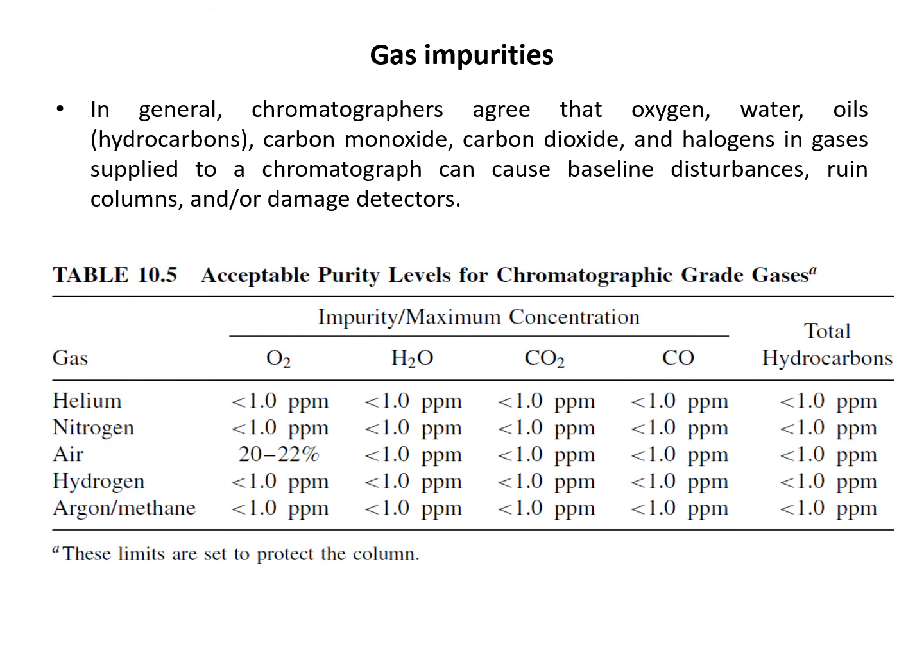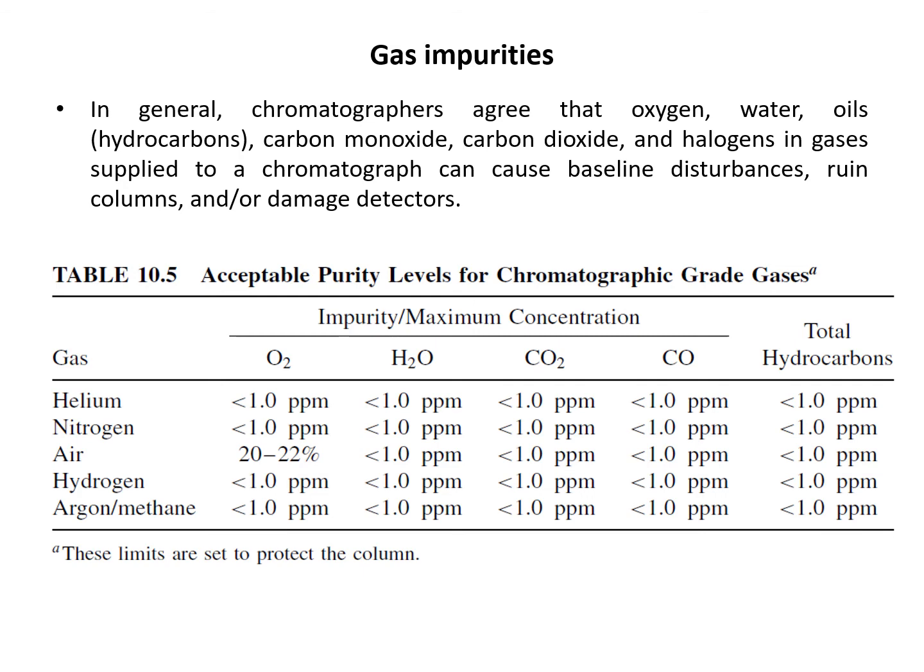Let's move on to gas impurities, class. In general, chromatographers agree that oxygen, water, oil (for example hydrocarbons), carbon monoxide, carbon dioxide, and halogens in gases supplied to the chromatograph can cause baseline disturbance. They can disturb the column or damage the detectors.